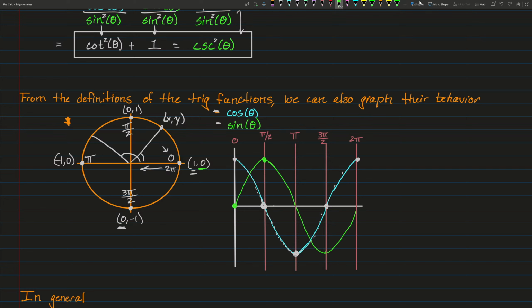Then we go back down to 0 at pi, down to -1 at 3 pi over 2, and then back up to 0 at 2 pi. So again, if you're just tracking the x and y values around the unit circle, as you go from 0 to 2 pi, you're going to get the graphs of sine and cosine.